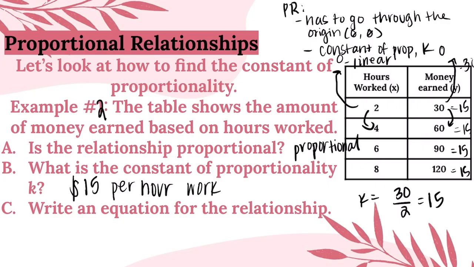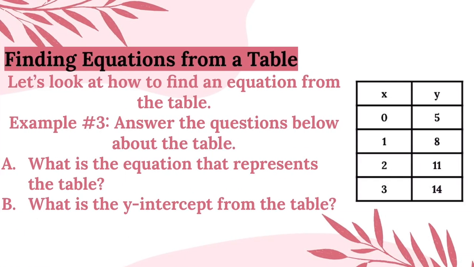And then it says, write an equation for this relationship. So when we're writing equations for proportional relationships, all we need to write is y equals kx, where y in this case represents the money earned, x represents the hours worked, and k represents the constant of proportionality. So y is equal to 15x. Okay, good. So let's look at the next example.